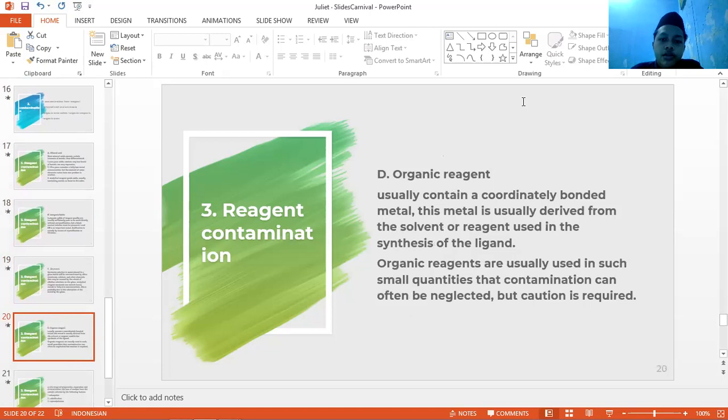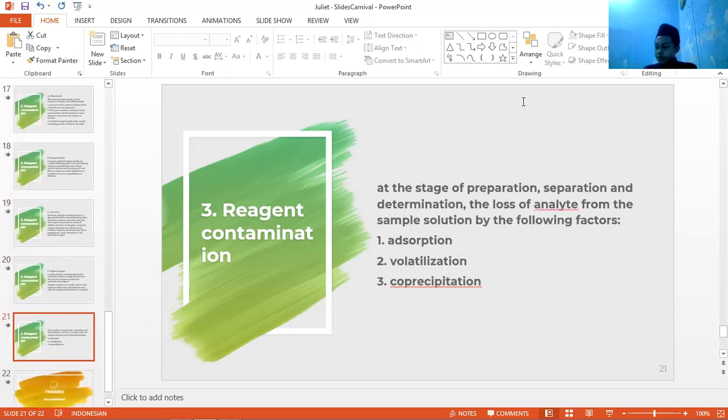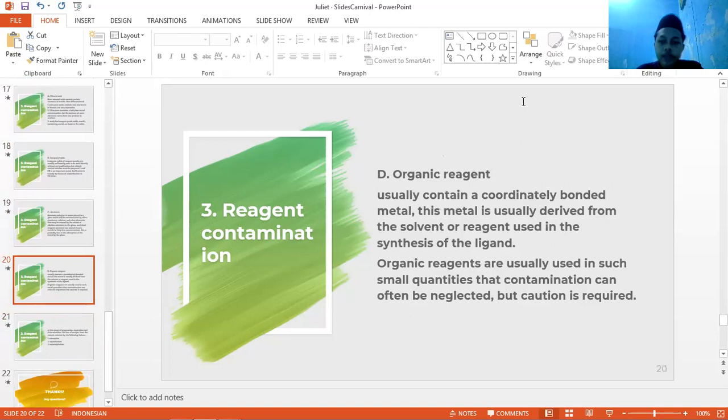D. Organic reagents usually contain a coordinately bonded metal. This metal is usually derived from the solvent or reagent used in the synthesis of the ligand. Organic reagents are usually used in such small quantities that contamination can often be neglected, but caution is required.